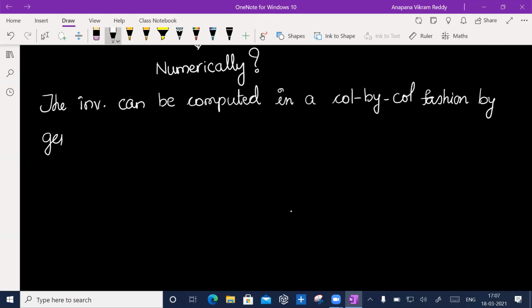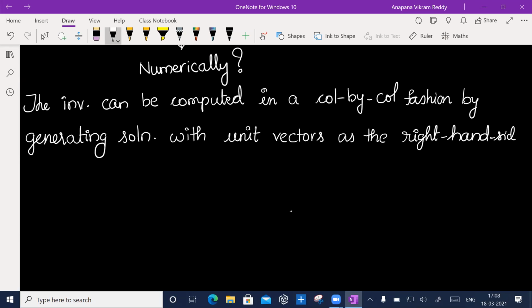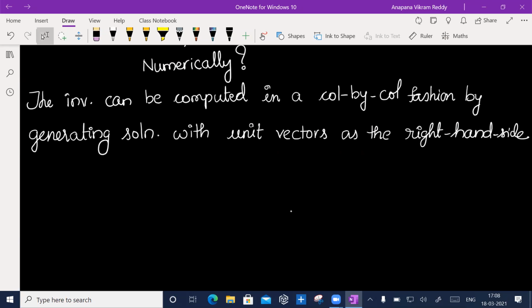by generating solution with unit vectors as the right hand side constants.